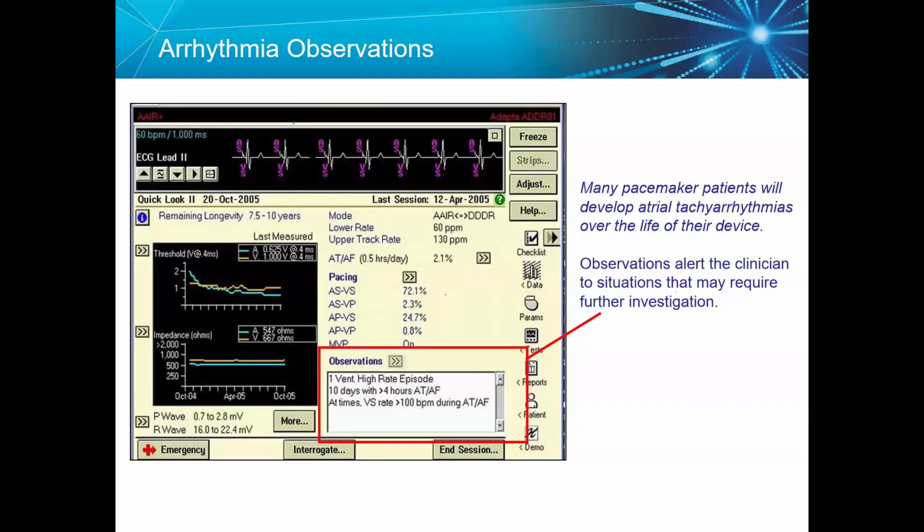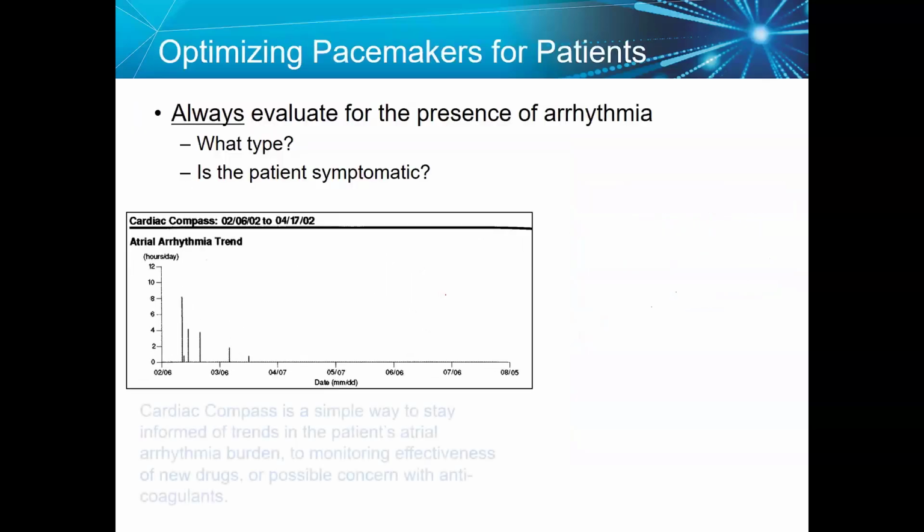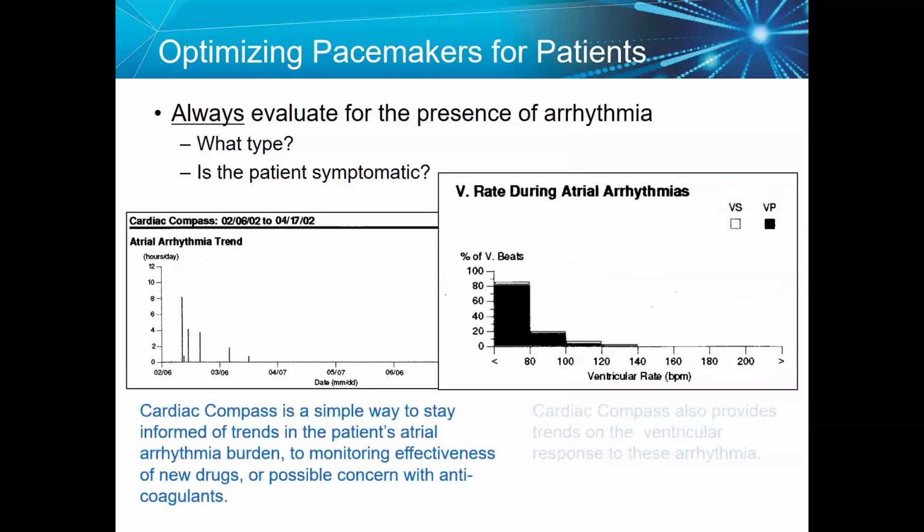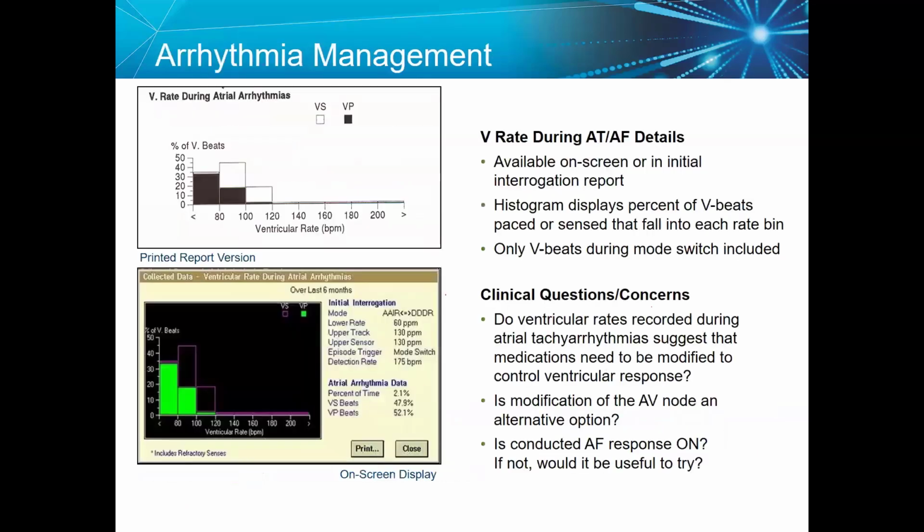We should confirm that the patient had AF. In this situation, the patient had 10 days with 4 hours. The patient needs anticoagulation, and at the same time also needs rate control. Okay, so in observations the pacemaker gives you a lot of data and a lot of clinical decisions. Here also there is a trend, atrial arrhythmia trend and ventricular rate during atrial arrhythmia. Is the patient symptomatic or no? Need rate control or no? Need anticoagulation or no?